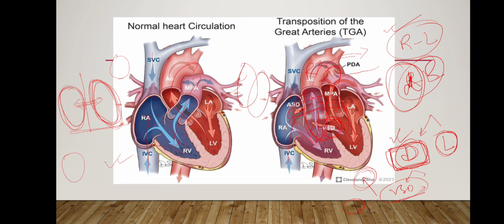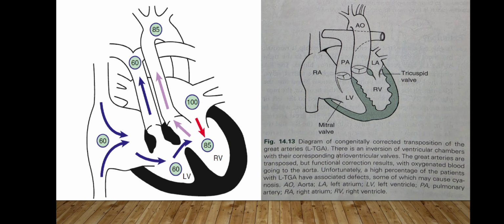the child may or may not have cyanosis. And LTGA, what is LTGA? In LTGA, the aorta is left to the pulmonary artery and it is a corrected TGA. What do you mean by corrected TGA? In the corrected TGA or LTGA, the right atrium enters into the left ventricle. So blood from the right atrium enters the left ventricle. This right ventricle looks morphologically like a left ventricle, so it is morphologically the left ventricle.